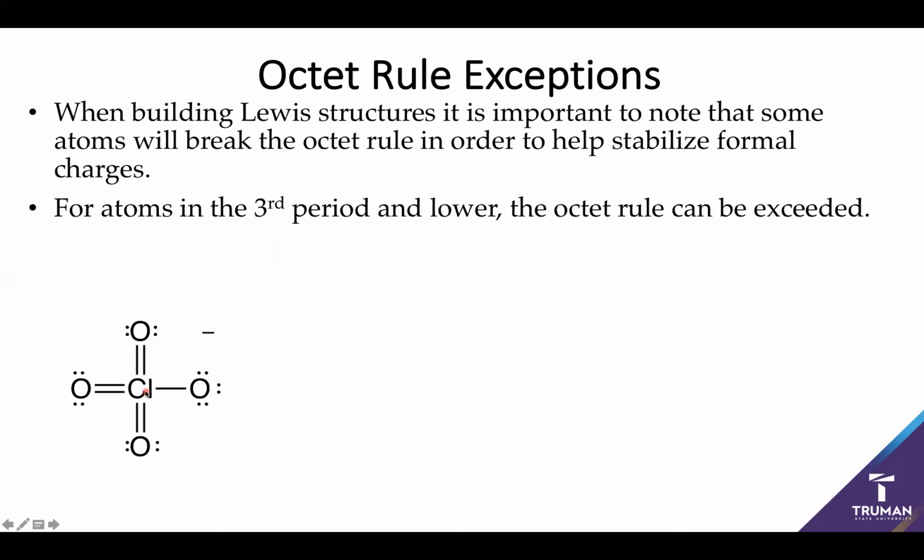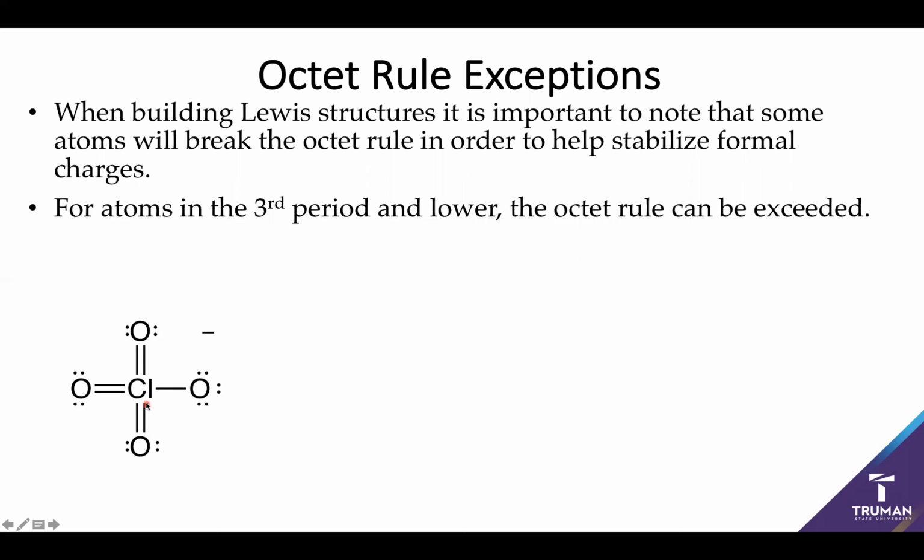So perchlorate is a chlorine atom surrounded by 4 oxygen atoms, with the chlorine making 7 bonds. Woo, 7 bonds, that's a lot. This means that it has 14 electrons coordinating to the adjoining atoms. So that's a little bit more than 8.